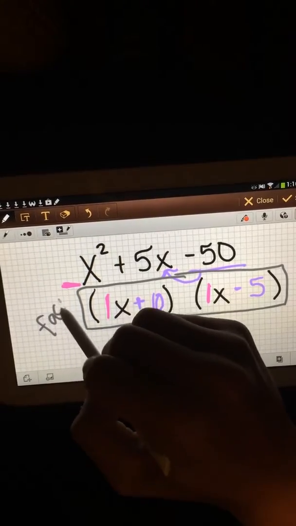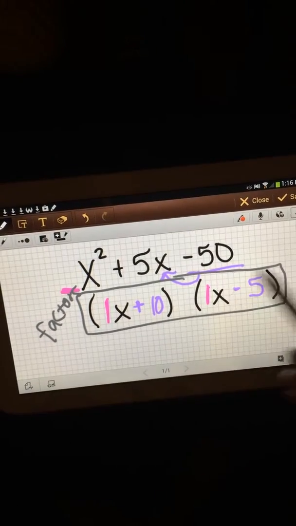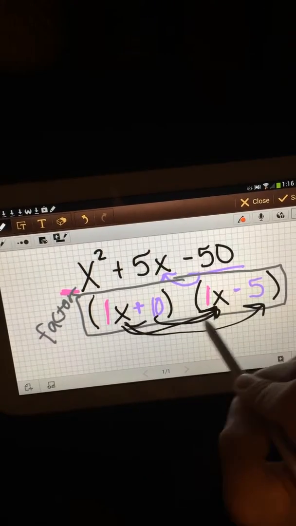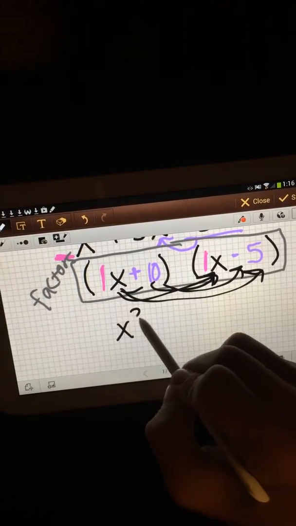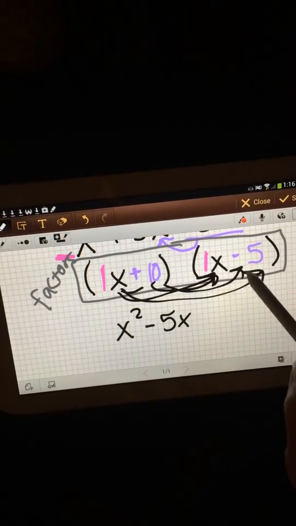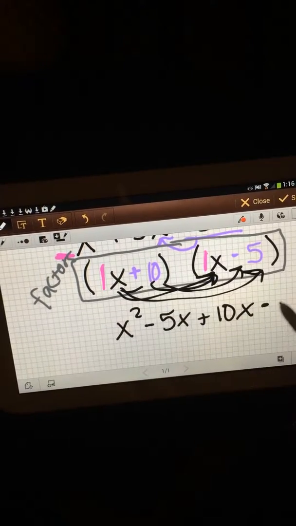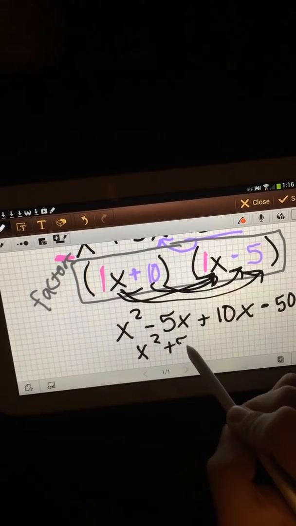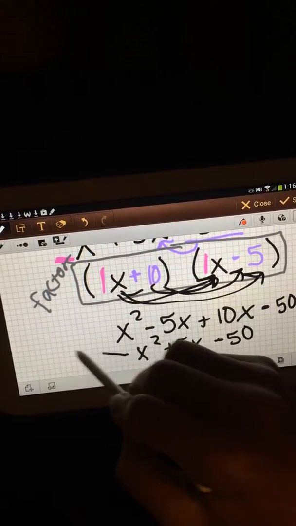So what we're going to do next is FOIL the problem just to make sure it's correct. So this to this, that to that, this to this, and that to that. 1x times 1x is x squared. 1x times negative 5 is negative 5x. 10 times 1x is plus 10x. And 10 times negative 5 equals negative 50. Simplified, that is x squared plus 5x minus 50, which, if you look at the original equation, matches up.